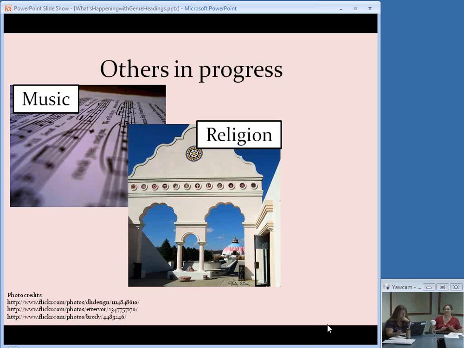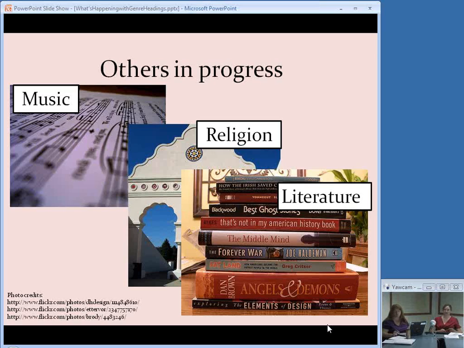Work on religious materials started last year, in 2010, and they have not been issued yet. I don't think I know of a target date for when they'll be done, but those are also in progress. And literature is in progress, and this is probably something that people in general collections are waiting for. If you have a lot of books and you want to be able to use official Library of Congress genre terms for them, that's probably something you're waiting for.